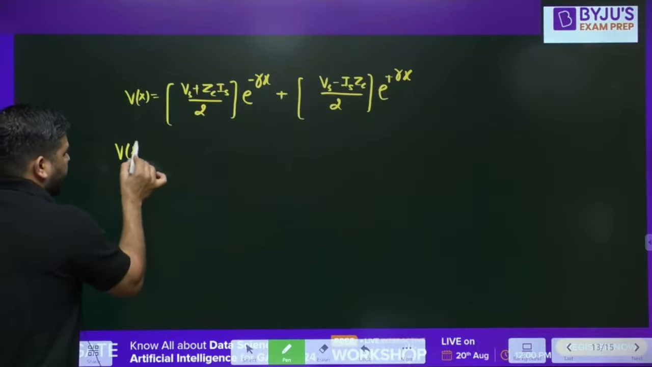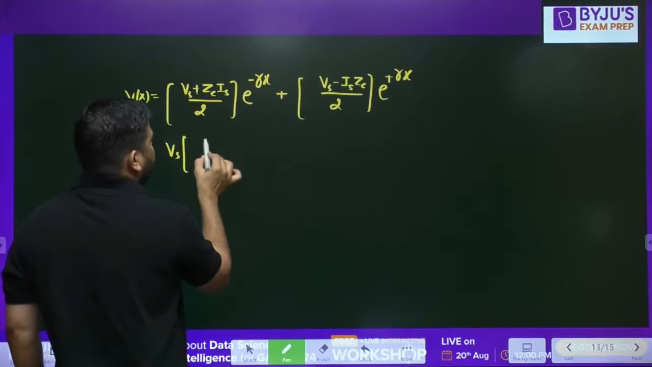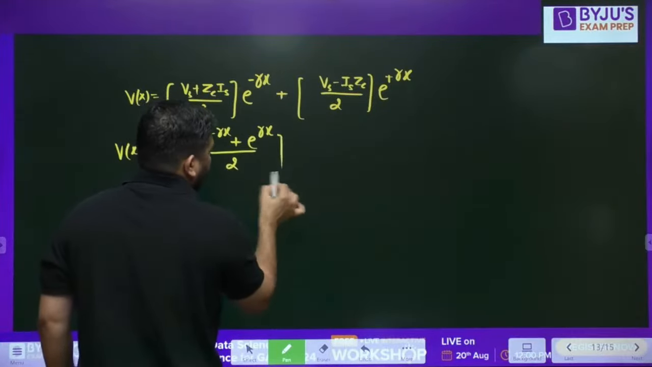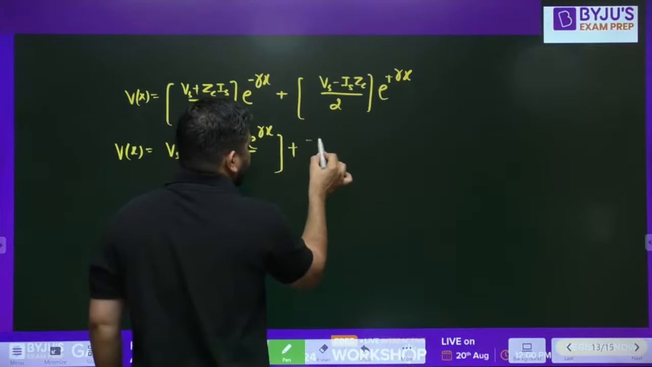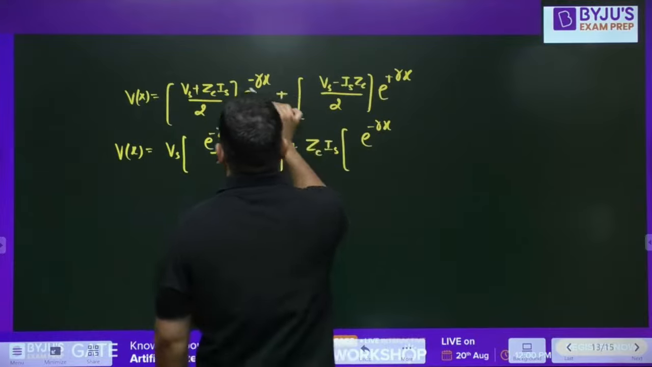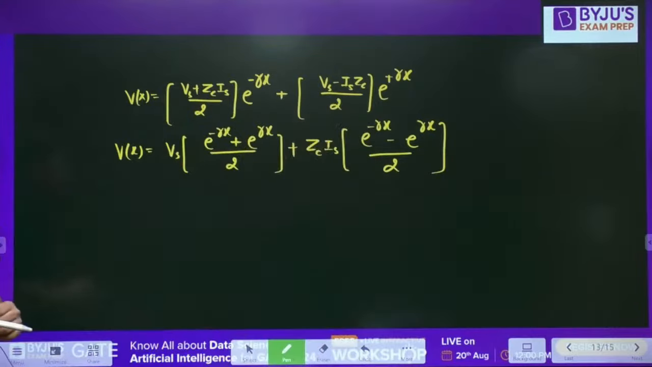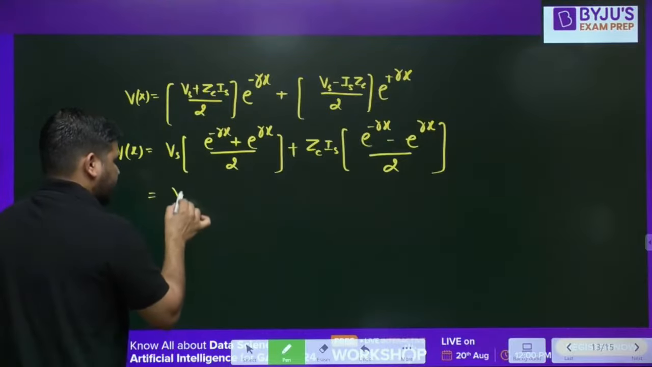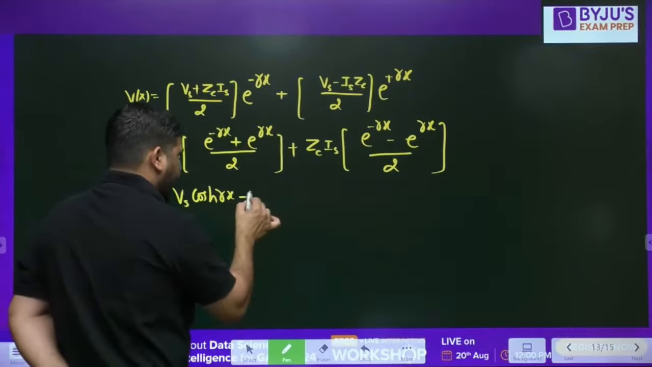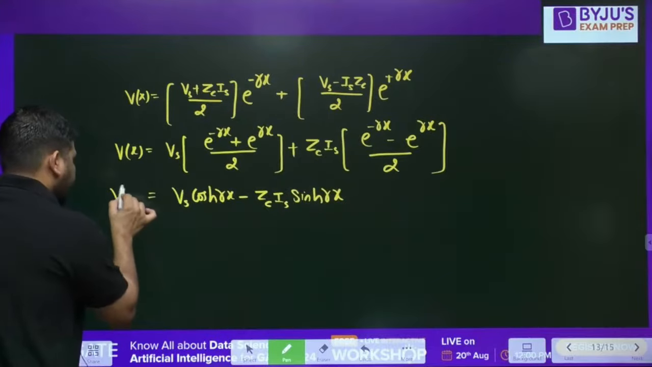Now we can take Vs common. Then you have Vs into e to the power minus gamma x plus e to the power plus gamma x, divided by 2. And if you take Zc into Is common, you will have e to the power minus gamma x by 2 minus e to the power gamma x by 2. Now it will become cosh gamma x. So Vx is Vs cosh gamma x minus Zc Is sinh gamma x. This is my Vx.